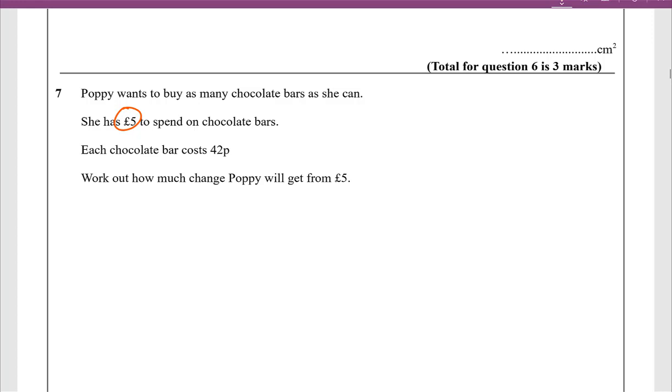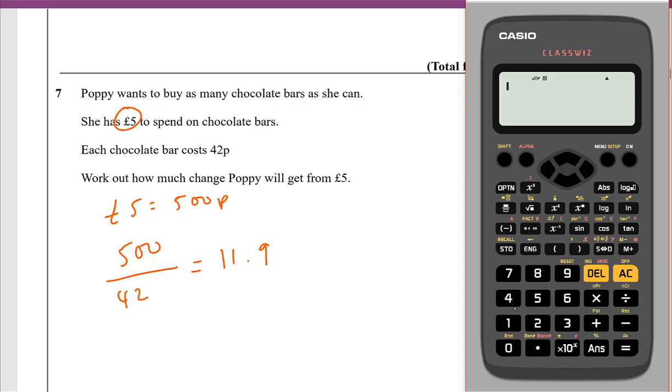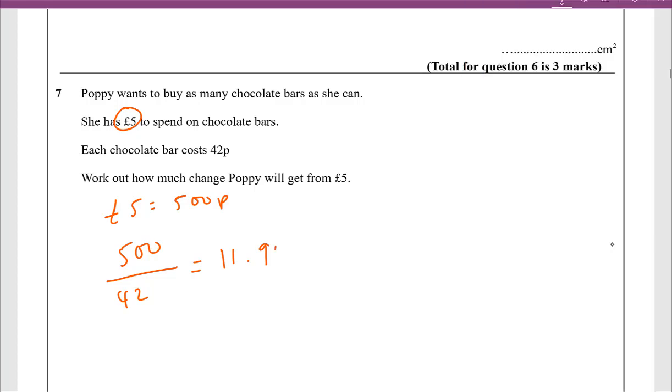So £5 would be 500 pence. So it'll be 500 divided by 42p each. 500 divided by 42 is 11.904. Now because we cannot buy 0.904 of a chocolate bar, we need to round it down to 11, because we don't have enough money to buy any extra. So she can buy 11 chocolate bars.